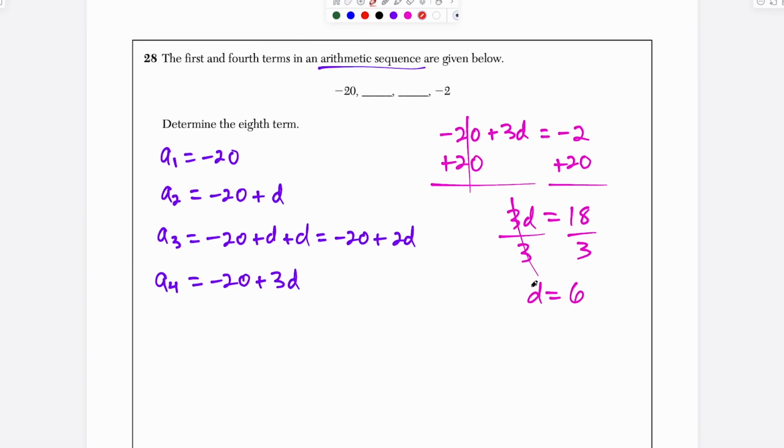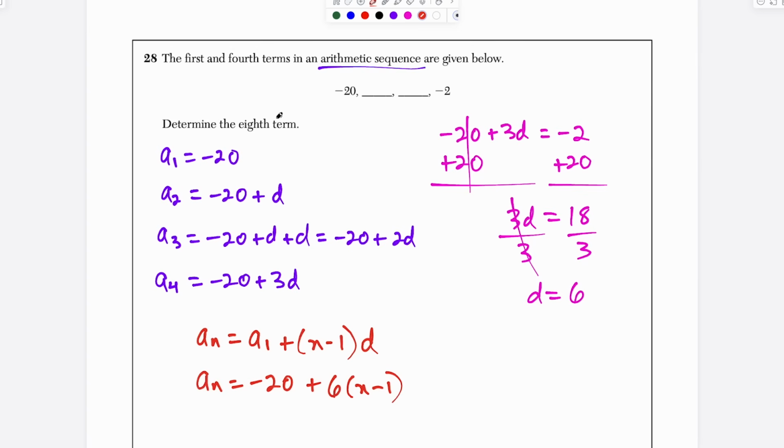But now that we have the common difference, we could use the formula from the reference page for an arithmetic sequence, which is a sub n equals a sub 1 plus n minus 1 in parentheses times the common difference d. So now we could just plug in what we know. We know that the first term, a sub 1, is equal to negative 20. And then we have plus n minus 1 times the common difference. So I'm just going to write plus 6 times n minus 1. And then because multiplication is commutative, I could just flip those two.